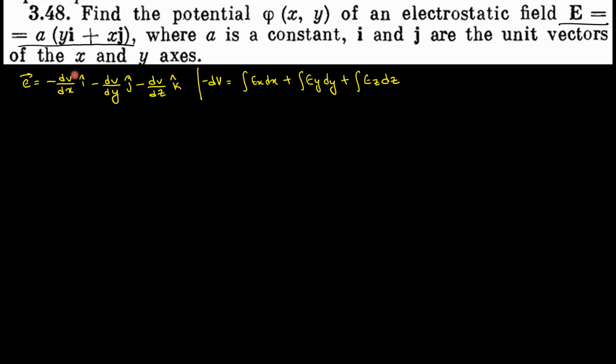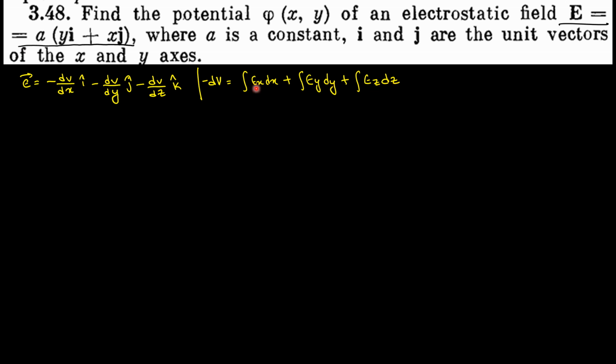Understood? In this question, the electric field is given by E = Ay i + Ax j. This is the electric field. Now I have already told you two different sets of formulas. Whenever potential is given, electric field is equal to minus dV by dx i minus dV by dy j minus dV by dz k. And whenever electric field is given, minus dV is equal to Ex dx plus Ey dy plus Ez dz.